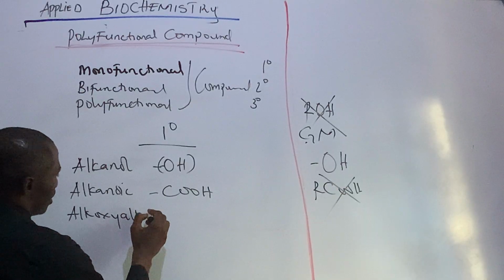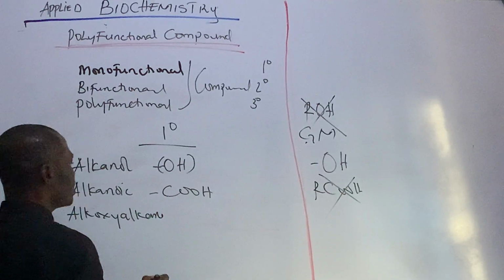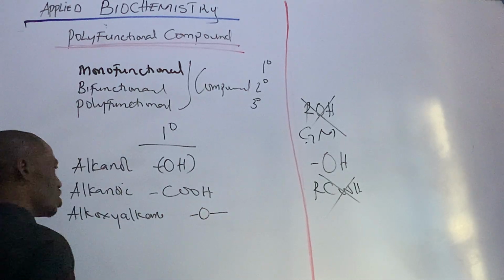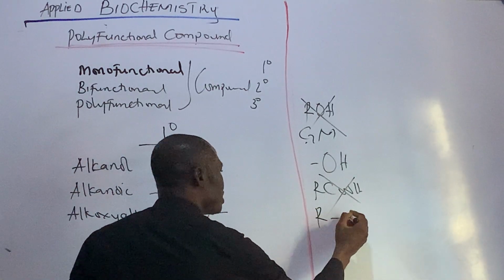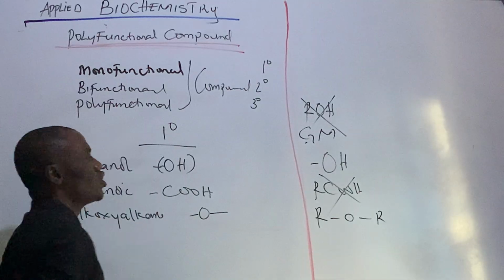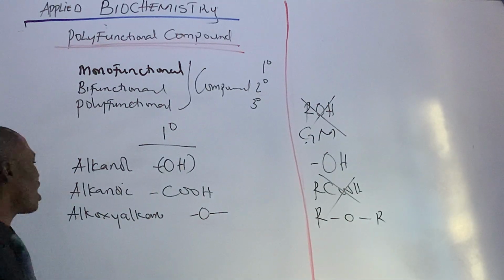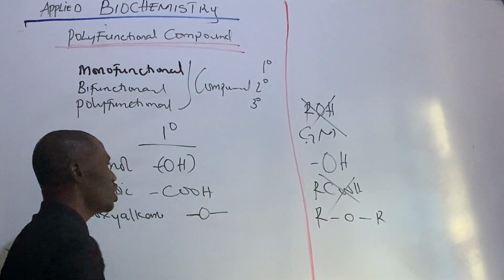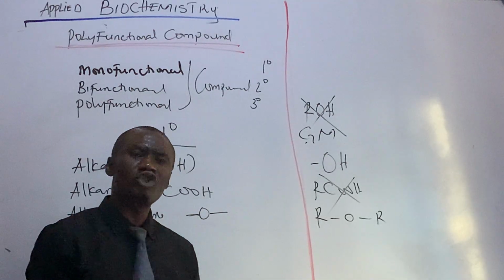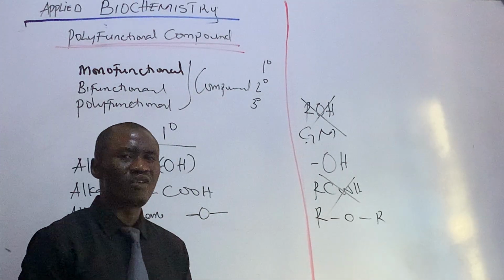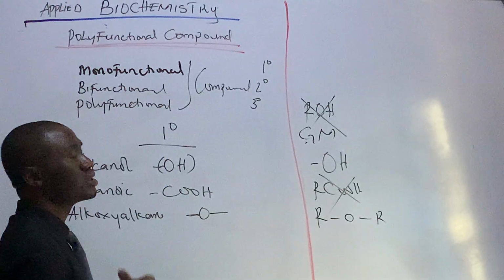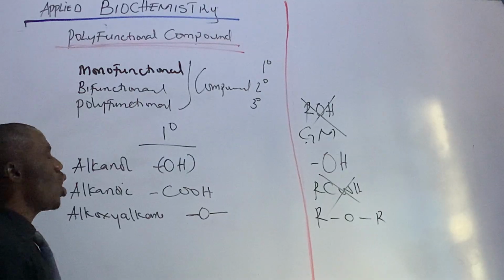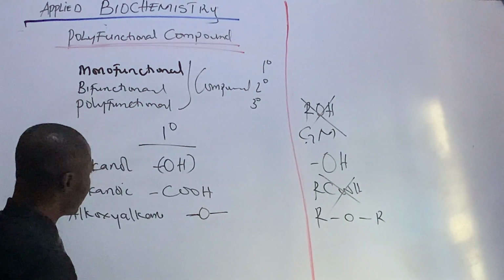Alkoxy alkane. Now for the alkoxy alkane, the functional group is the ether linkage. The functional group is not like this. This is not the functional group of the alkoxy alkane, but it's an ether linkage. So you have known the difference between the functional group and the general molecular formula. Compounds known as monofunctional compounds are compounds that have just one functional group. Let's give an example of those.